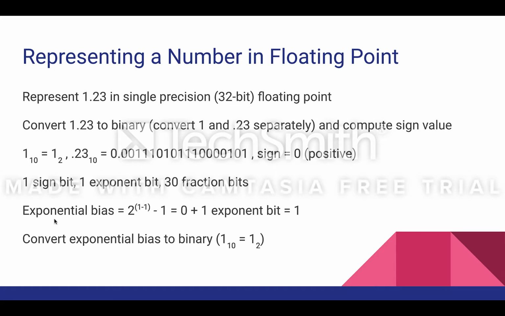We want to calculate our exponential bias. So we do 2 to the k minus 1. Our k is 1, so it's 2 to the 0. So it's 1 minus 1, which is equal to 0. Then we want to add our 1 exponent bit, which is 1, and then convert this number to binary, which again, 1 in decimal to binary is also 1.